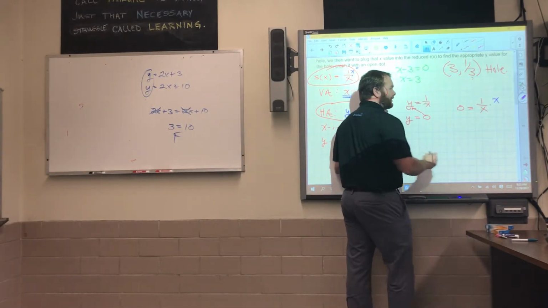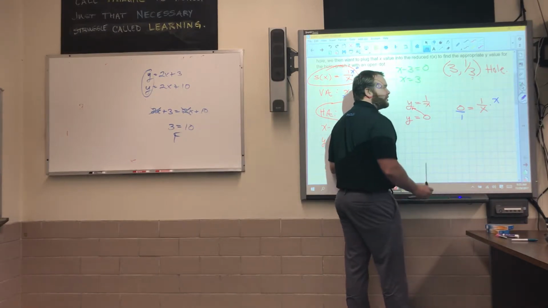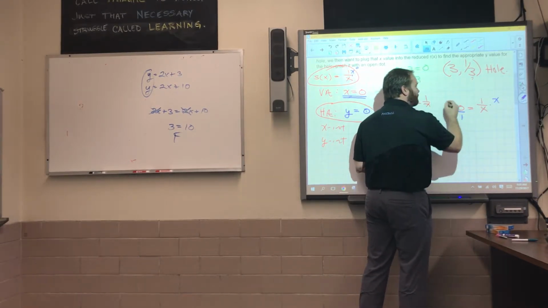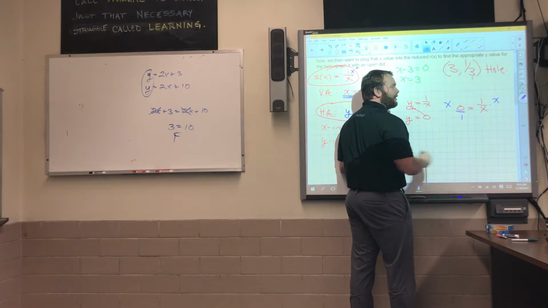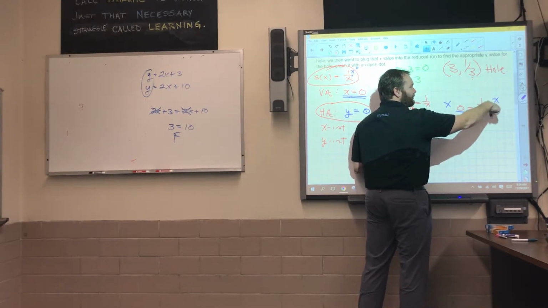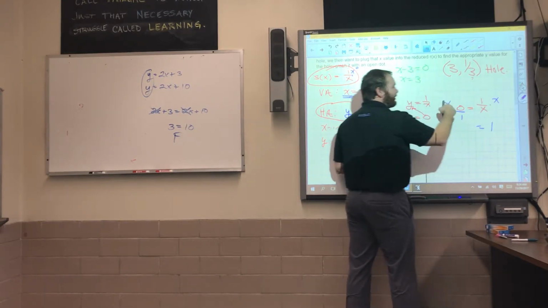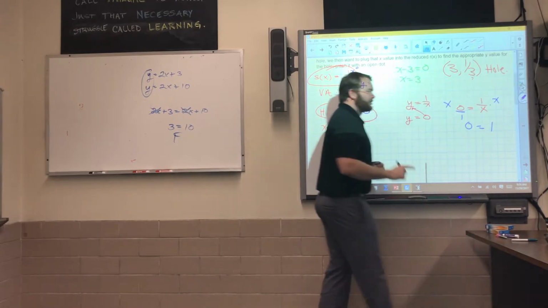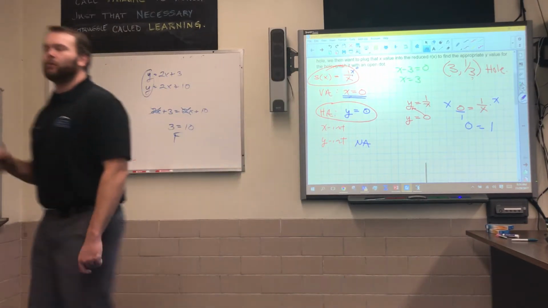X, right? Or 1x if you want to do that. I'll multiply by x over here, multiply x over here. What do I get when I multiply x over here? 1. And what do I get over here? 0. So I now get a statement that says 0 is equal to 1.